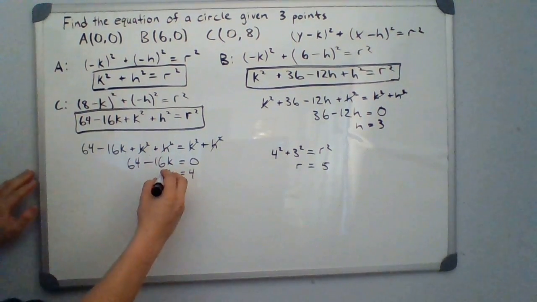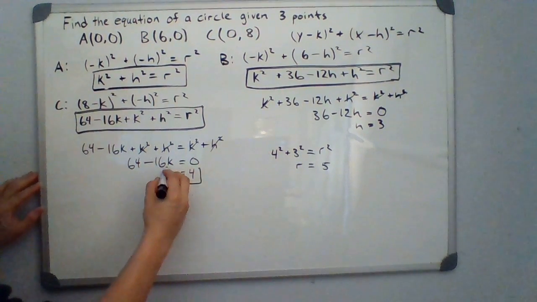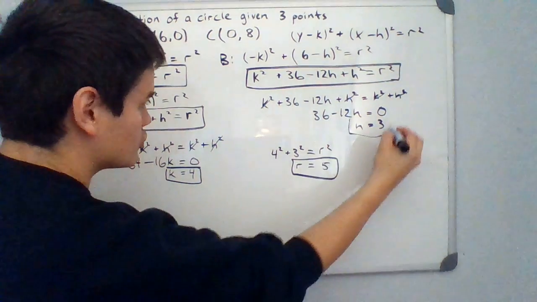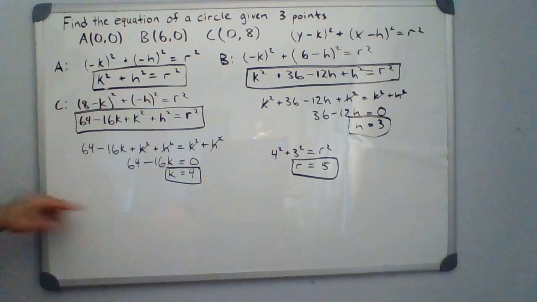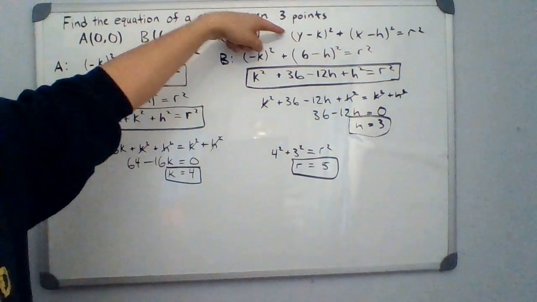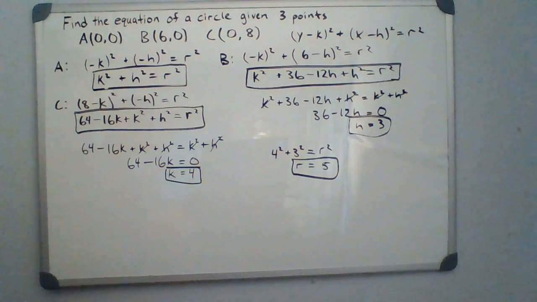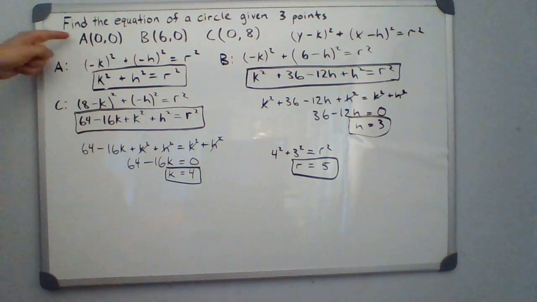So then I have k, r, and h. And then I can just take these values and substitute them back into the general form of a circle, and we have the equation of a circle that fits these 3 points.